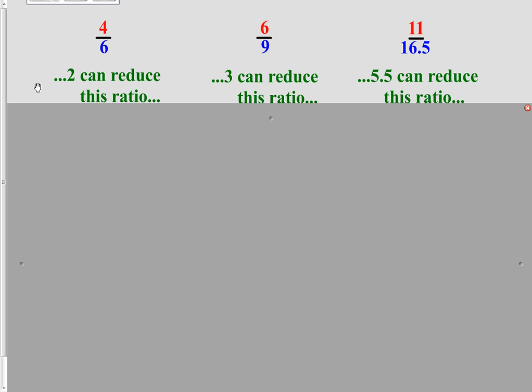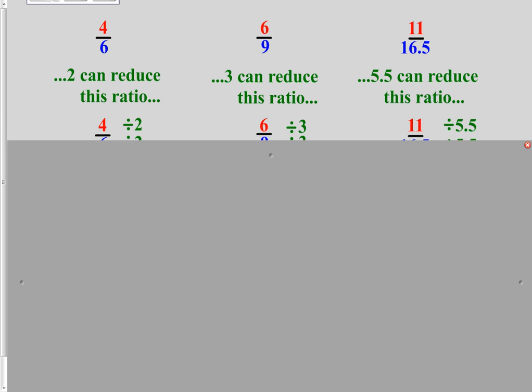5.5 can divide into both of those. Now, typically, we don't divide in decimal numbers while we're trying to reduce a fraction, but since this problem already had decimals in it, it's not making it any more complicated to divide by decimal points. Okay, so 2 can reduce the 4/6 ratio, 3 can reduce the 6/9 ratio, and 5.5 can reduce the 11 to 16.5 ratio.